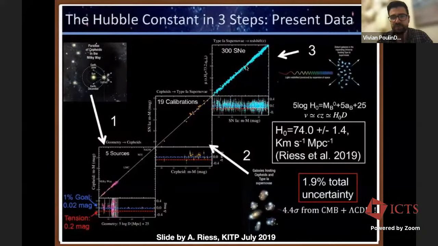So first, we know for a while now, and I'm not teaching you anything, that type Ia supernovae are standardizable objects.